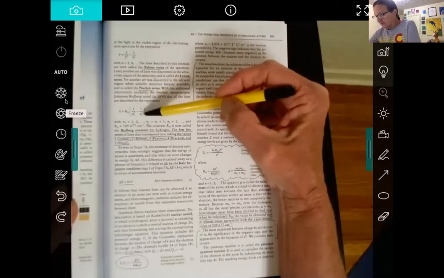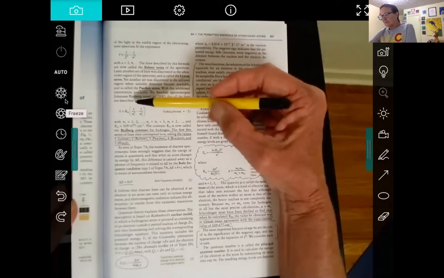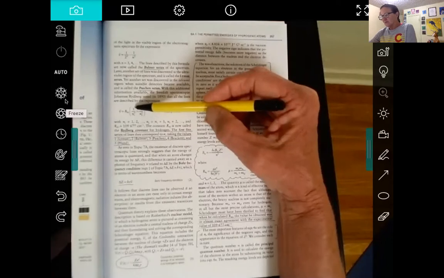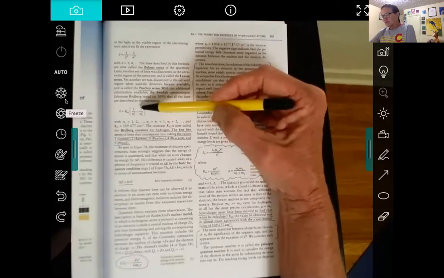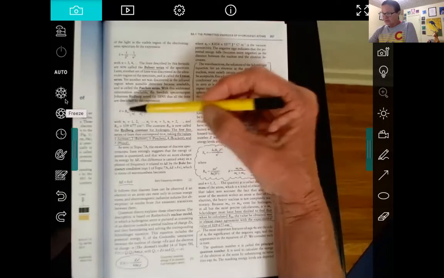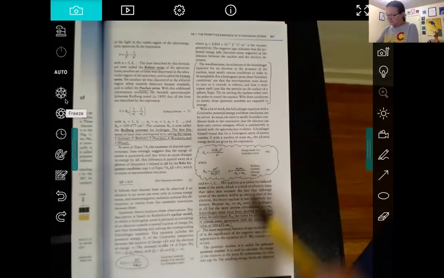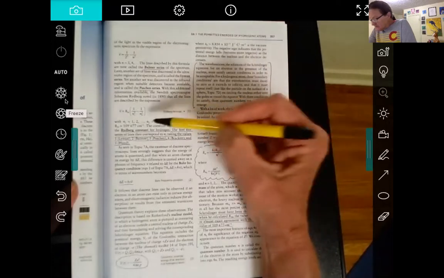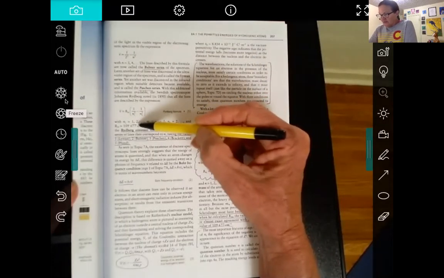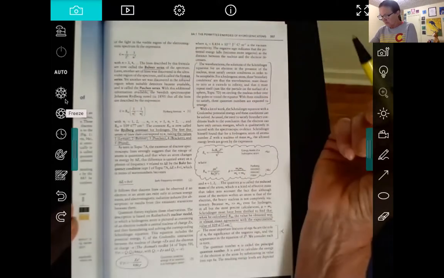So Rydberg figured out that the frequency of each of those emission spectra peaks was proportional to 1 over the difference between integers squared. And so he used the spectra and figured out what's called the Rydberg constant, which has this numerical value right here, 109,677 in units of reciprocal centimeters. So these are wave numbers.